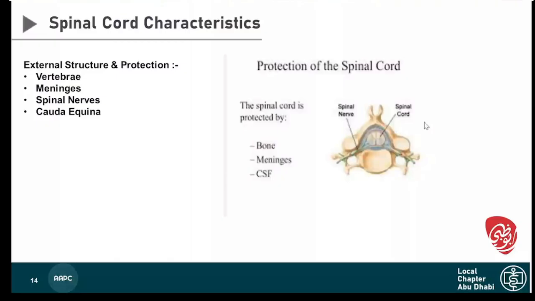Here you can see the vertebrae. This is the vertebral body, here is the vertebral disc, and the middle portion is here. This is the space, and here the spinal cord. And on the two lateral sides, we have a space, the foramen, through which the spinal nerve exits.